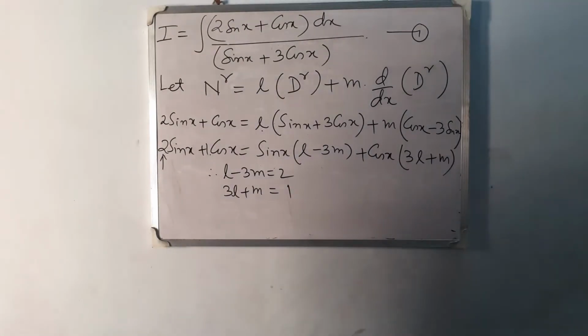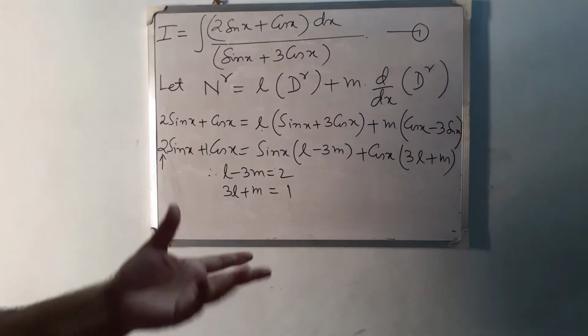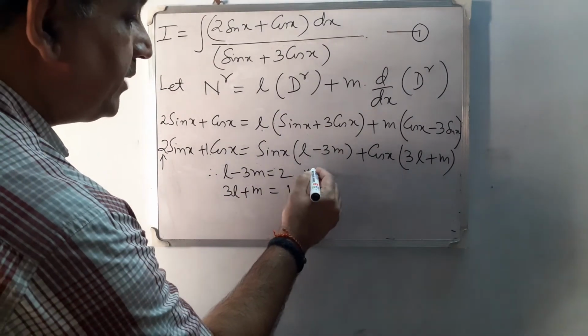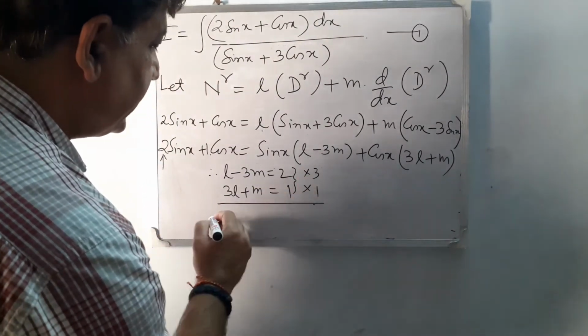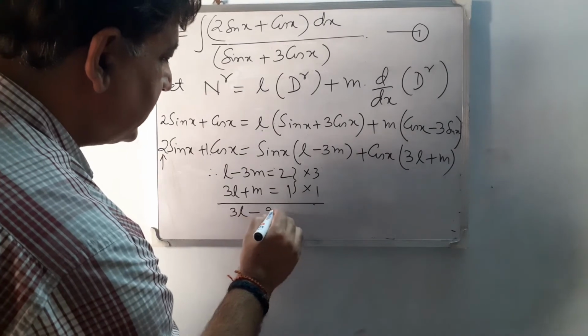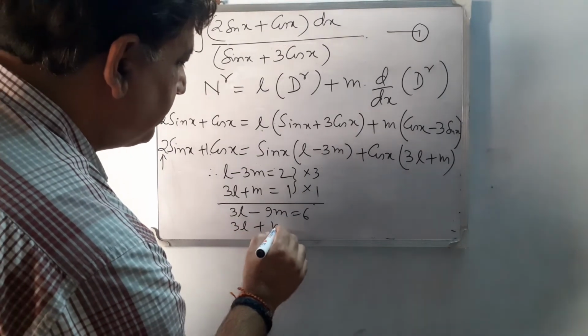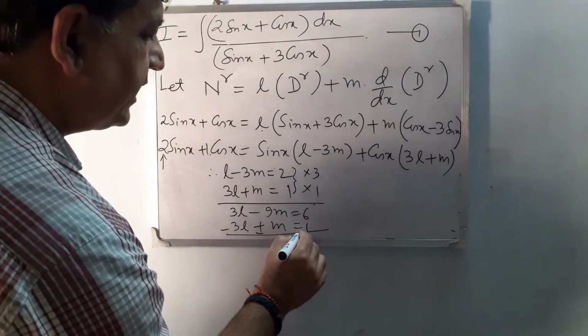So this thing you will get. Now by solving these two, we will have the values of L and M. How to solve? You have to multiply the first by 3 and the second by 1. So you will get 3L minus 9M is equal to 6, and here you will get 3L plus M is equal to 1. Now simplify, subtract: minus, minus, minus.